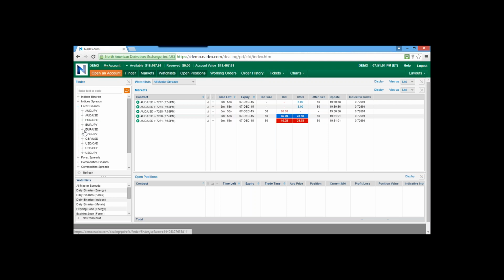So, yes, David, exactly. David asks, are the market hours for binaries the same as spreads, Sunday night through Friday afternoon? Yeah, that is correct. But actually the binaries open up a little bit earlier than the spreads do on Sunday nights. You can start trading the binaries at 6 p.m. Sunday night. Most of the spreads don't open up until the middle of the night on Sunday.